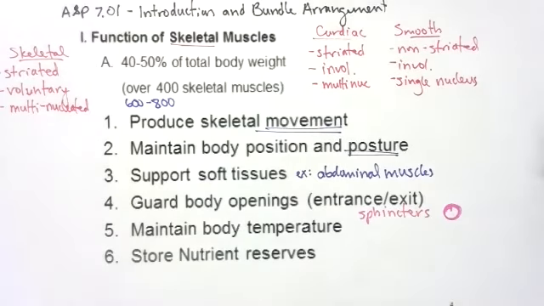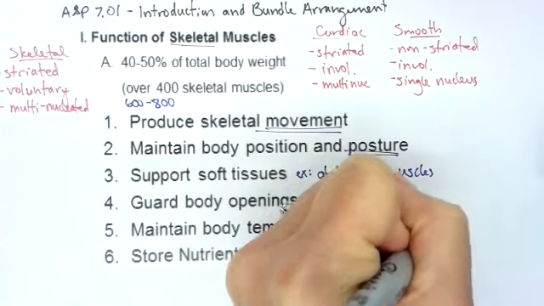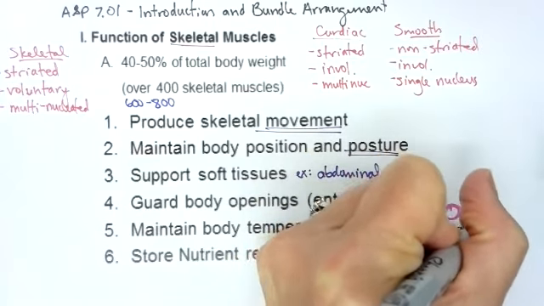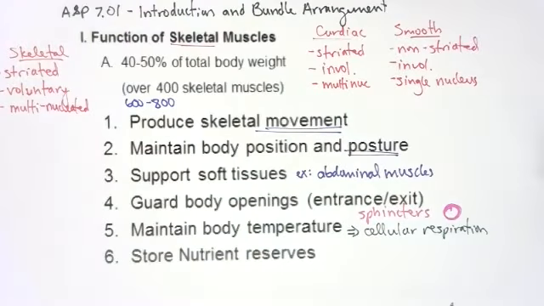Maintaining your body temperature. That's not one that people usually think about, but our body temperature is the result of cellular respiration, which is the burning of glucose in our mitochondria to produce ATP. And one of the side effects is heat. And this takes place in our muscles, and specifically in our skeletal muscles. So keeping our body temperature is an important part of your muscles.